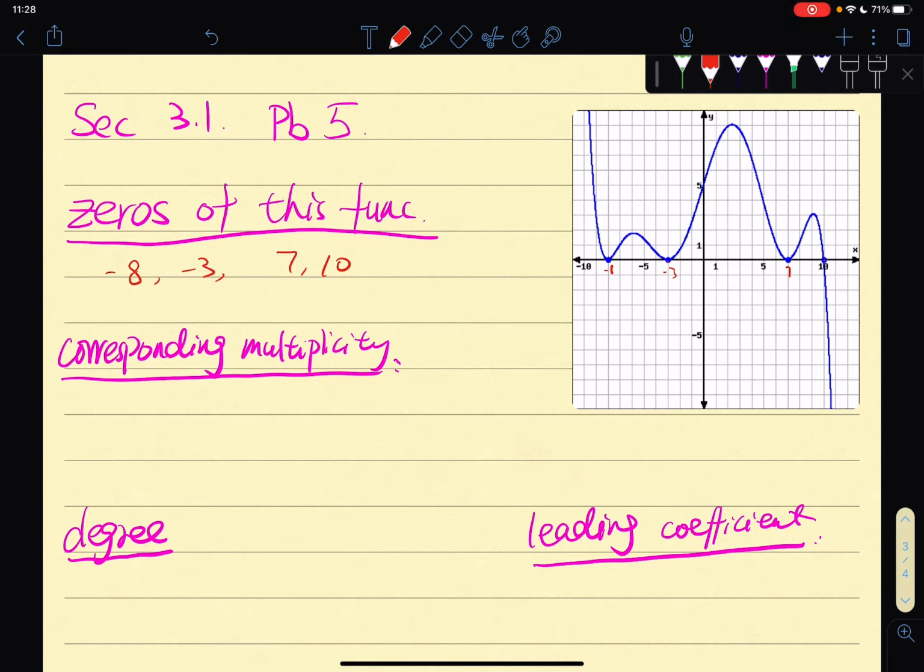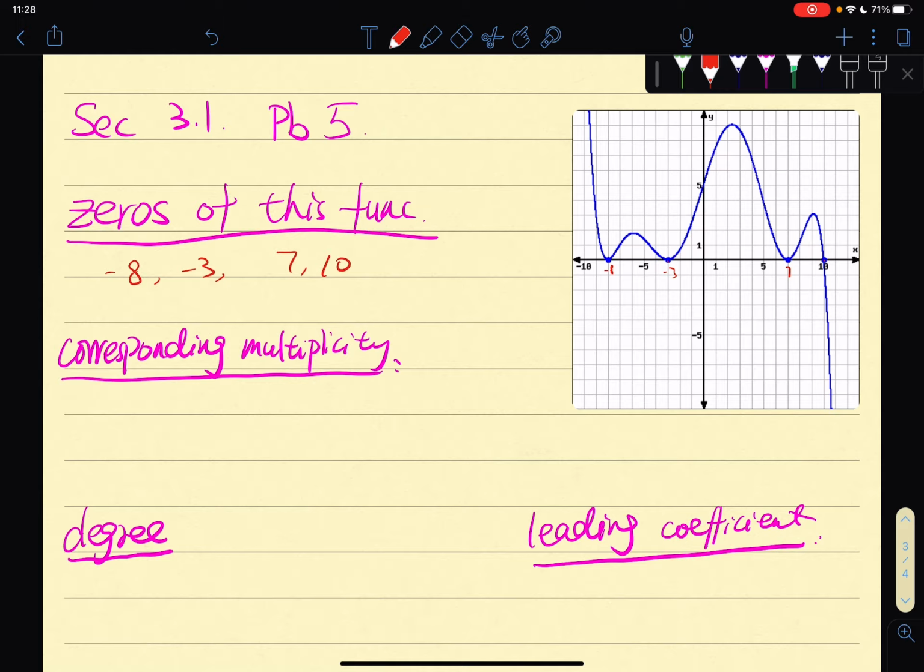If you recall what we discussed in class, we say if the multiplicity of a zero is an odd number, it would go across the x-axis. Otherwise, it's going to bounce back to the same side of your x-axis. So it doesn't really matter whether your multiplicity is 1, 3, 5, 7, 11, 99, or 1001.